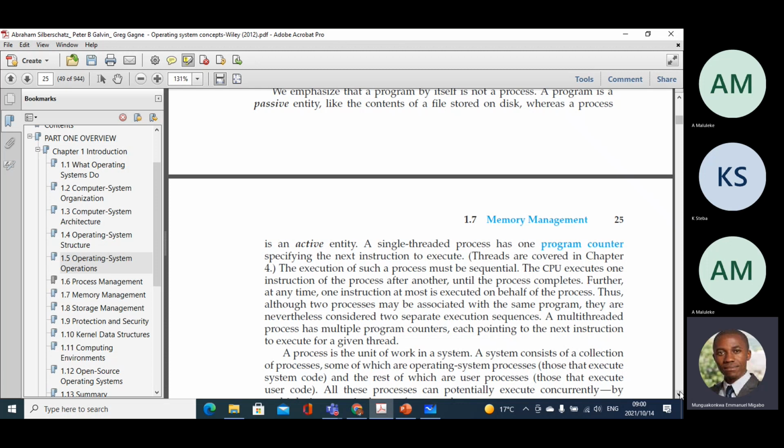At most, because there may be times where the CPU is not executing anything, which will mean that 0 instructions are being executed. And this is because, as we mentioned earlier on, the operating system is an event-driven or interrupt-based program. They are nevertheless considered two separate execution sequences. So even if two processes may be associated with the same program, they are considered to be separate. They are executed one after the other at the end of the day.